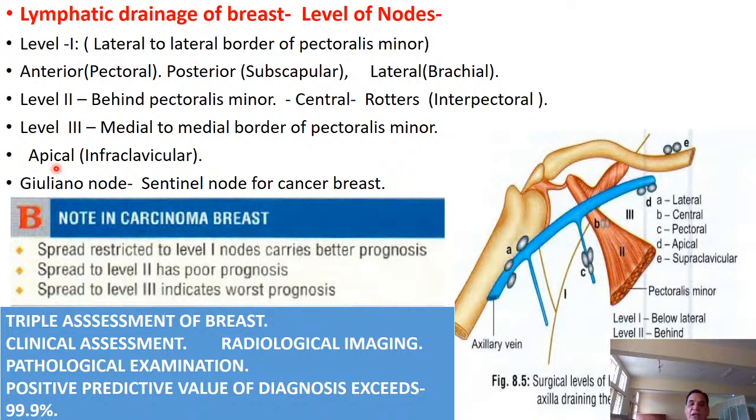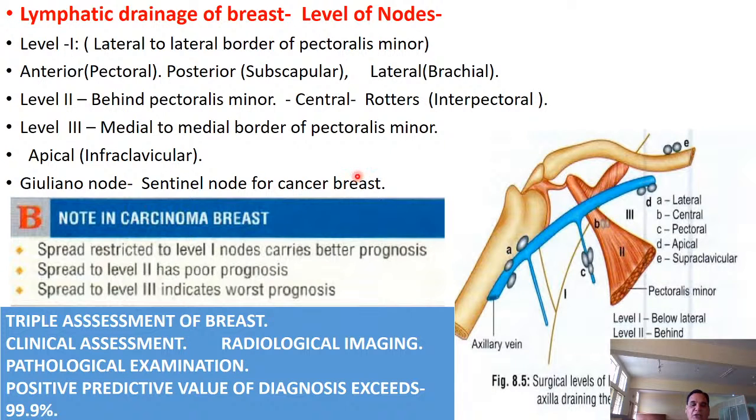And apical infraclavicular has got a bad prognosis. Apical also comes in level 3. Apical means infraclavicular. This is the last lymph node we are usually removing. And for sentinel lymph node, that means sentinel lymph node biopsy, there is a buzzword today. And that lymph node is called Giuliano's node, the sentinel node.